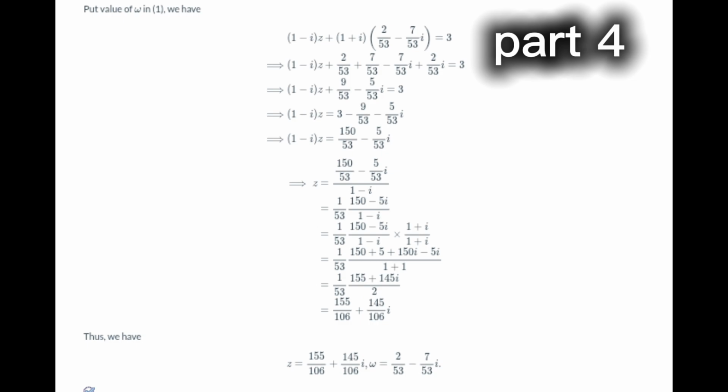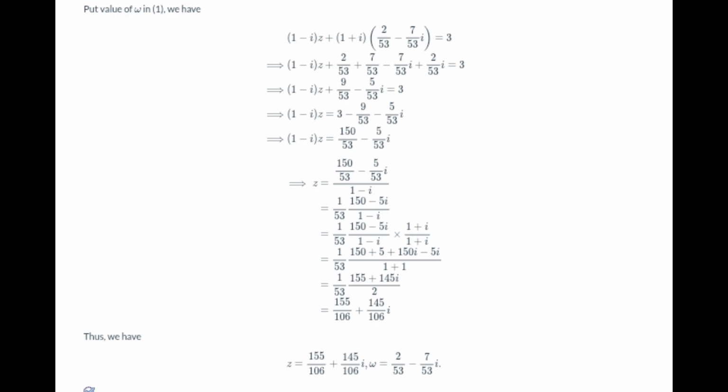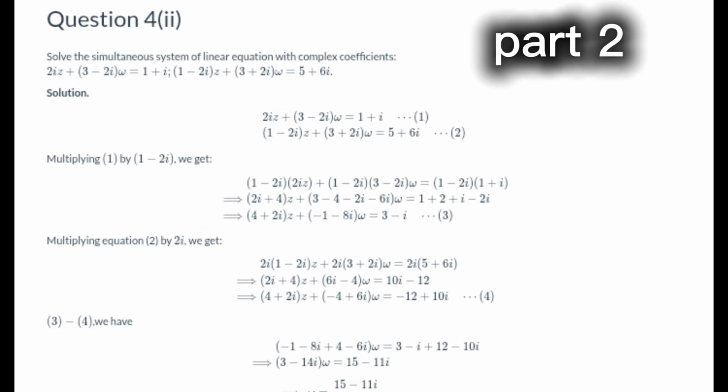Substitute and solve for z. Substitute the value of w back into the original first equation. z result. Isolate and solve for z. The final result for z is 155 over 106 plus 145i over 100. Rearrange. Distribute the i in the second equation and move terms to align with the first equation.